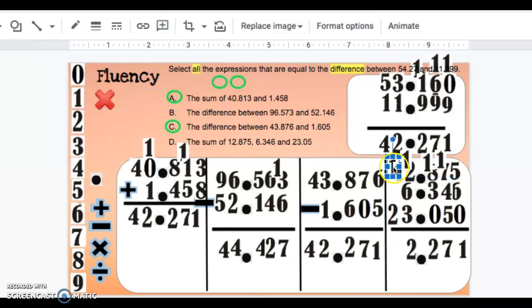And now I have 1 plus 1 plus 2. So 1 plus 1 is 2. 2 plus 2 is 4. So looking at my answer for this problem, 42 and 271 thousandths. Is that the same as I got above? It is. So I can drag my circle over D.